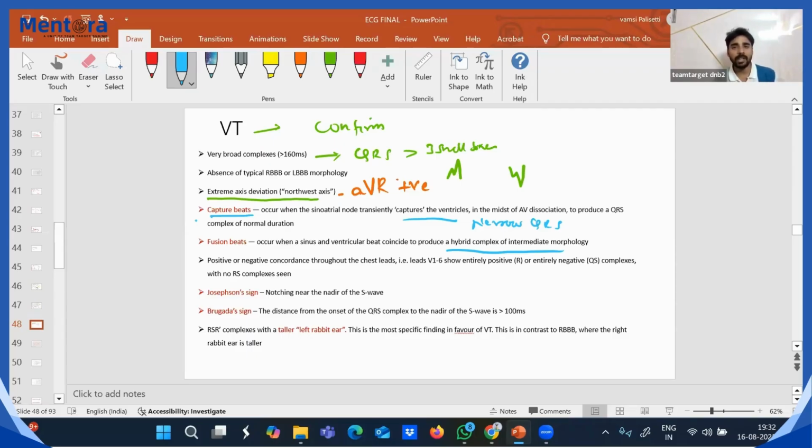It's a very broad complex. No LBBB or RBBB morphology. Extreme axis deviation. There should be capture beats, at least one or two capture beats, maybe you can find them. And this capture beat and normal beat will fuse together and form a fusion beat also.